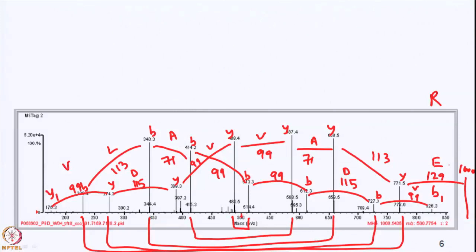There's a whole lot of junk on the spectrum, on the page now, but if I follow it carefully, this 99 would be valine, and it would be aspartic acid, and another valine, and then another valine, and alanine, leucine, and glutamic acid. Now if we try to read off the B ions, let's see if we get the same thing. So we got leucine.